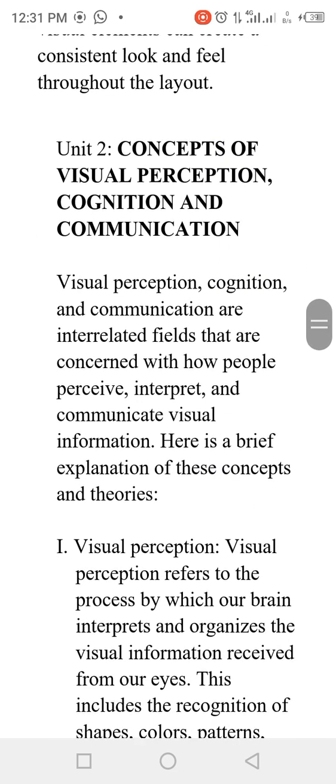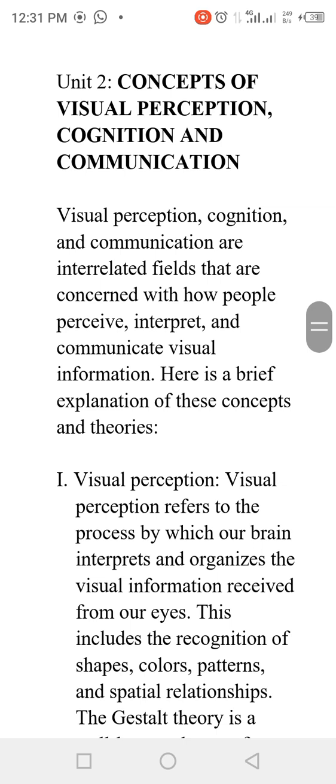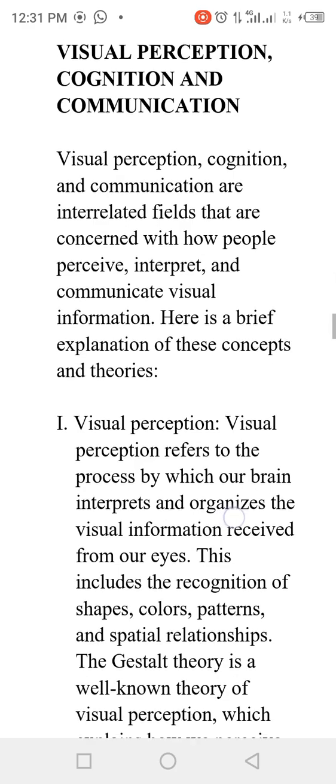Now we are going to the next unit, which is concepts of visual perception, cognition, and communication. I will explain these concepts for you. What we mean by visual perception, what we mean by cognition and communication, and how important it is for a visual communicator, broadly a good student of mass communication, to understand them and know how to apply them.